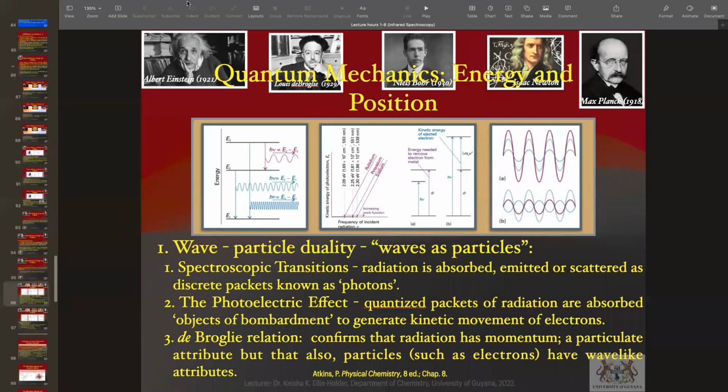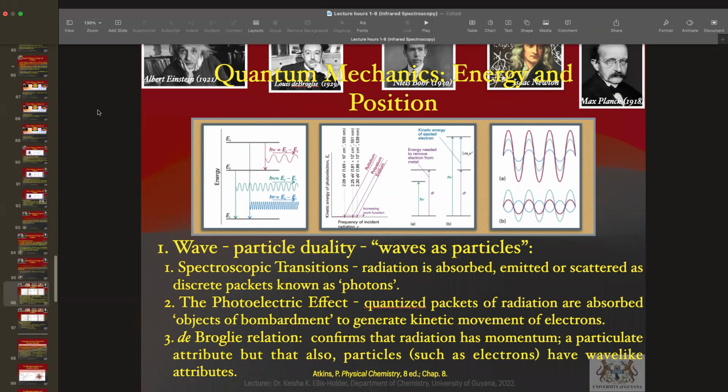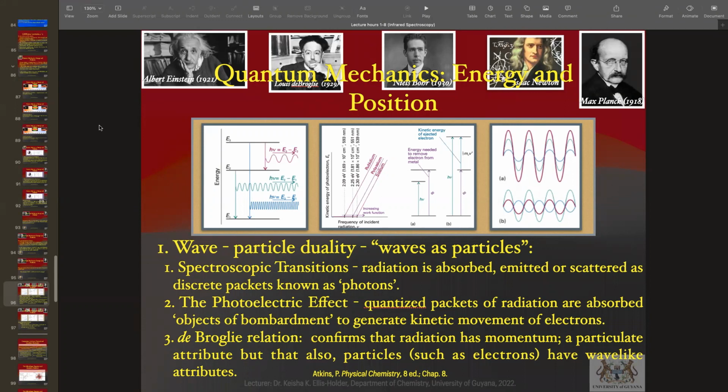Now, here's the point. I want you all to understand that it is easy for persons to look at this and, using the de Broglie equation or the de Broglie relationship, identify that there is a particulate attribute that corresponds to every wave, and a wave-like attribute that corresponds to every particle. But that's because we've been told the story after it was completed.